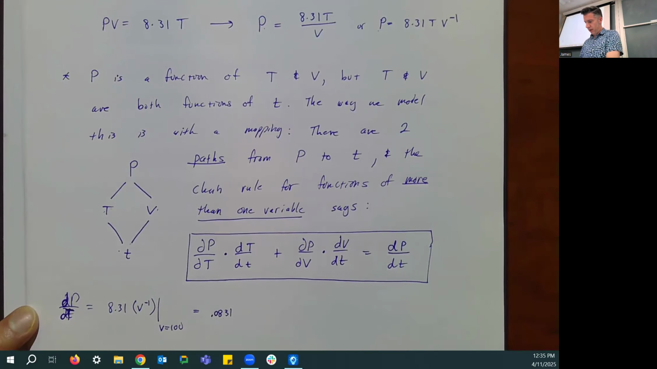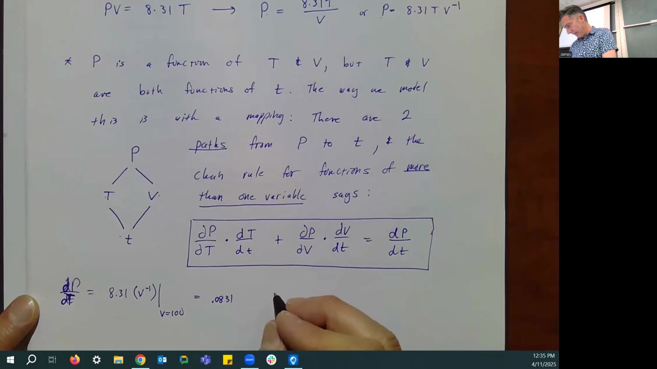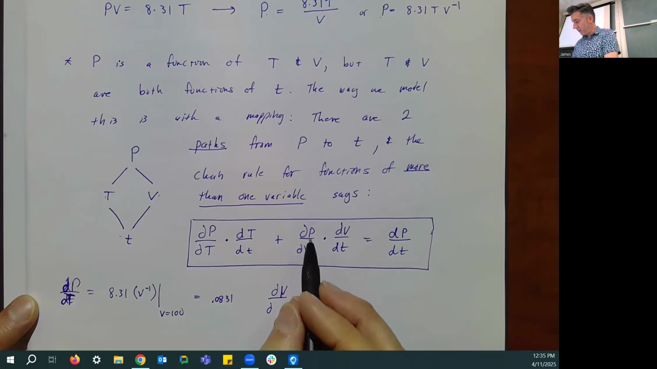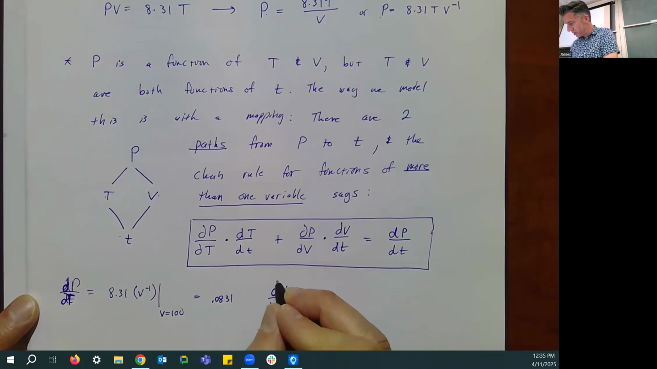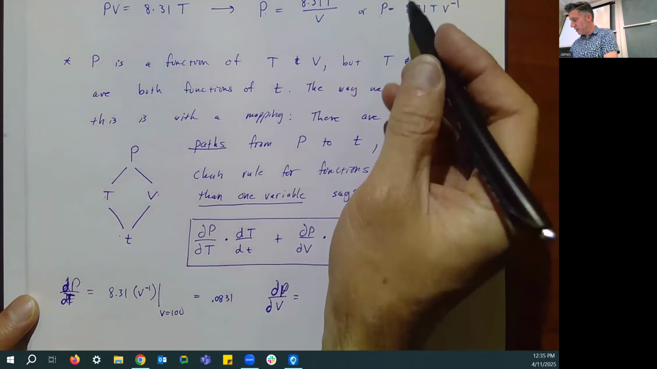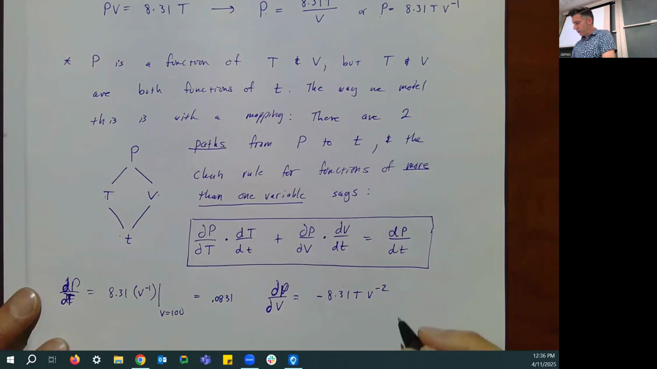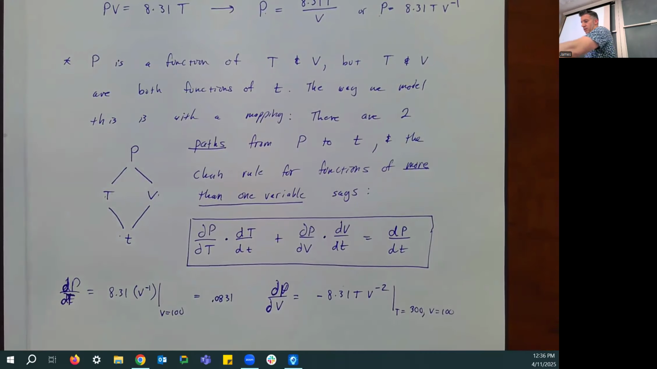0.0831. Yeah, I know, the numbers are not nice. And then similarly, del P del V. I'm trying to find this part now. Taking the derivative of this with respect to V, it's going to be negative 8.31 times T times V to the negative second. And then you're going to plug in T equal to 300, V equal to 100.